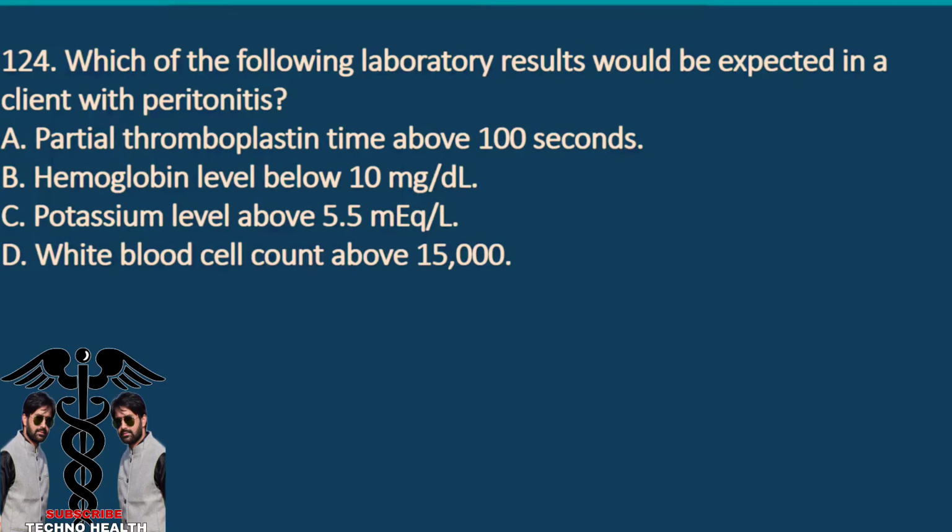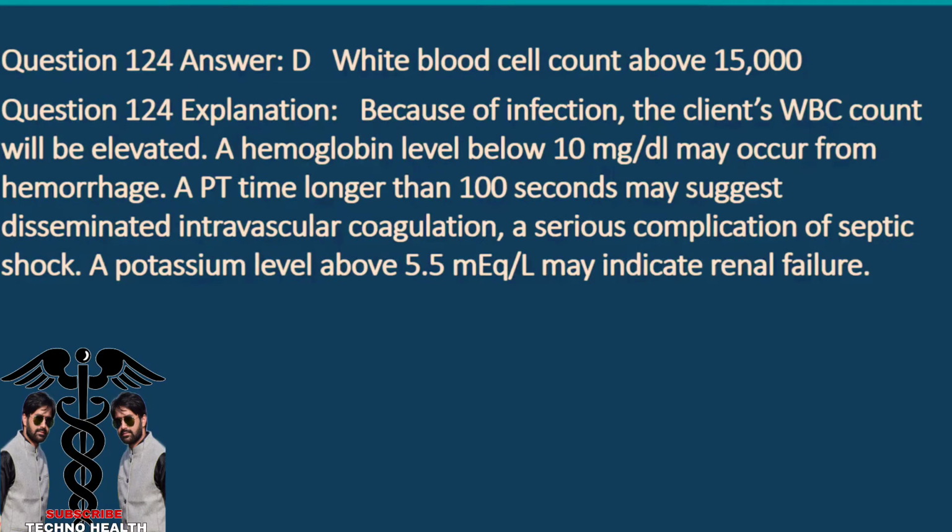Question 124. Which of the following laboratory results would be expected in a client with peritonitis? A. Partial thromboplastin time above 100 seconds. B. Hemoglobin level below 10 mg/dl. C. Potassium level above 5.5 mg/L. D. White blood cell count above 15,000. Question 124. Answer: D. White blood cell count above 15,000.